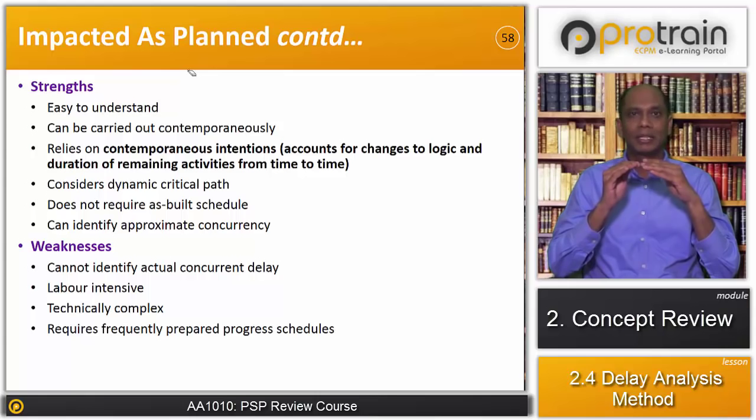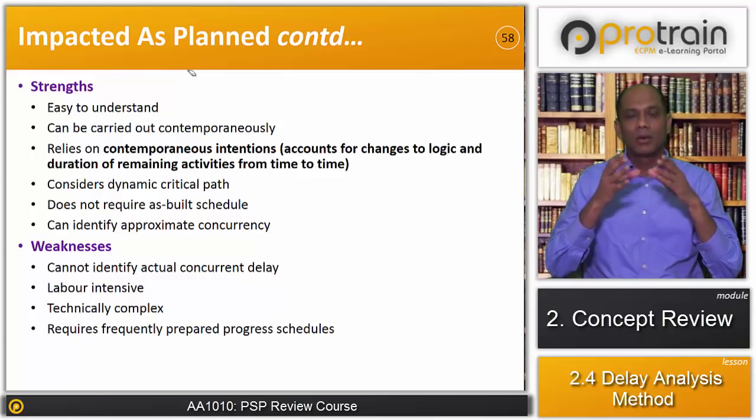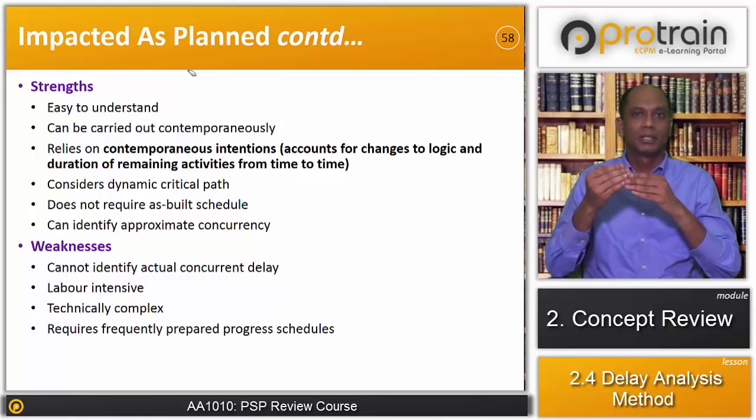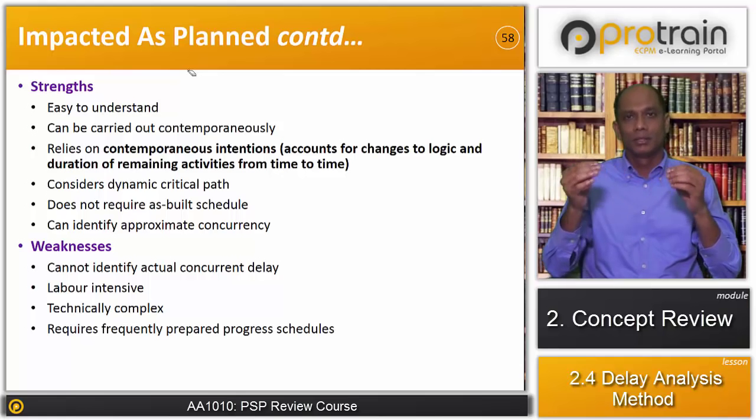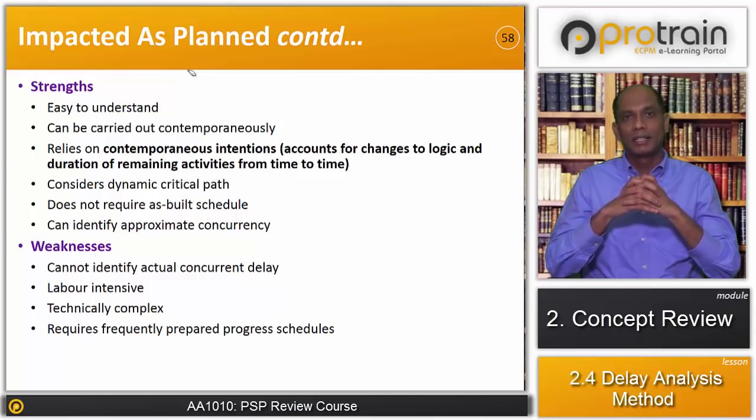Now when we are doing the time impact analysis, we are making changes to the sequence of the remaining activities with the best of the intention, the way the contractor is carrying out the work in this method. But in the impacted as-planned method, we are not making any changes to the sequence of the work to relate it to the actual sequence of the work. In time impact analysis, we do this. So this relies on the way the contractor is intending to perform the work.